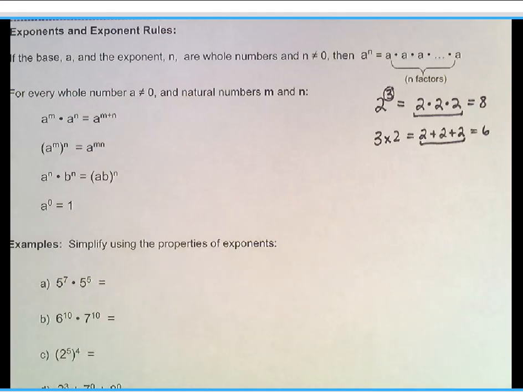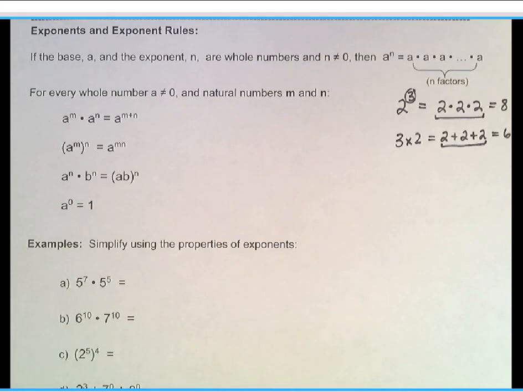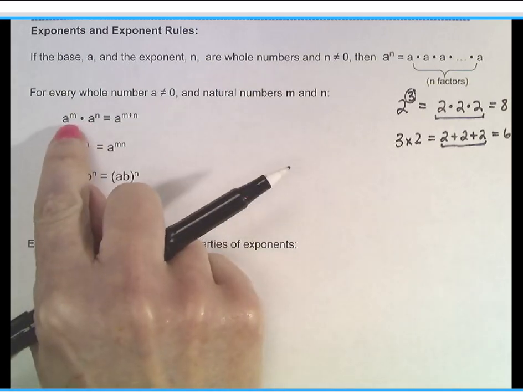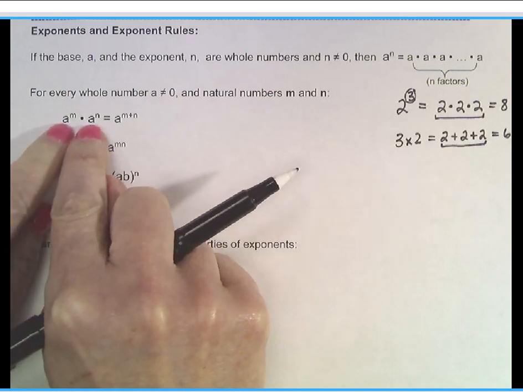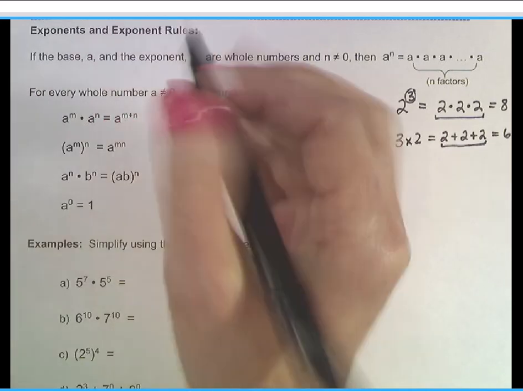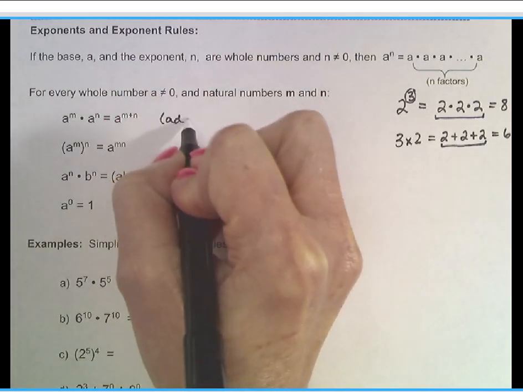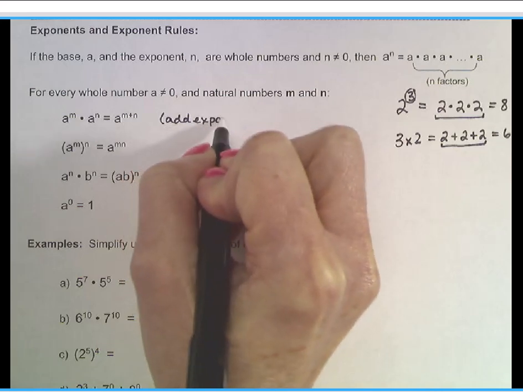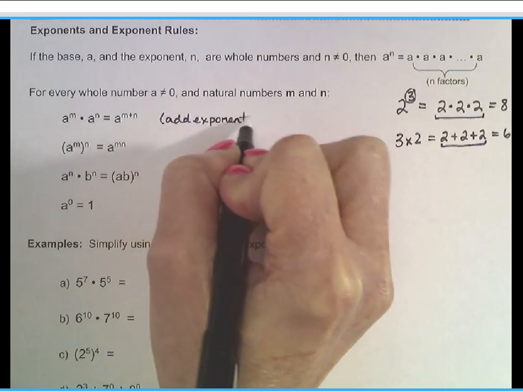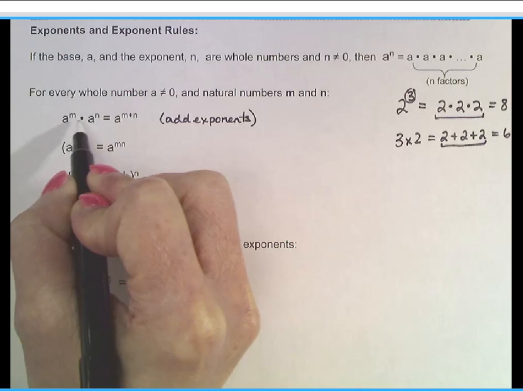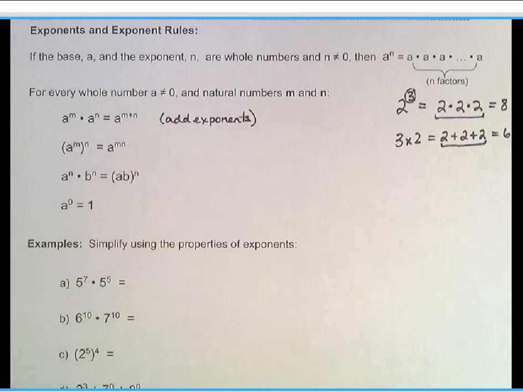All right, so for any whole number where a is not 0, and for any natural numbers m and n, if you multiply and the bases are the same, so you see how we have an a for both bases? If you multiply like bases, you add the exponents. So I'm going to say add exponents in there. That's when you're multiplying like bases. You add up the exponents. We're going to do some examples in a second.